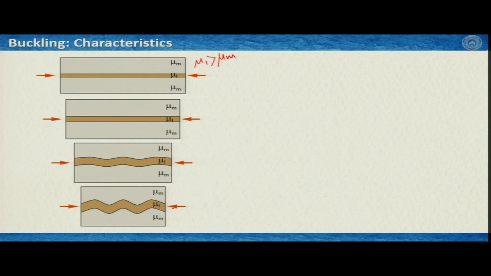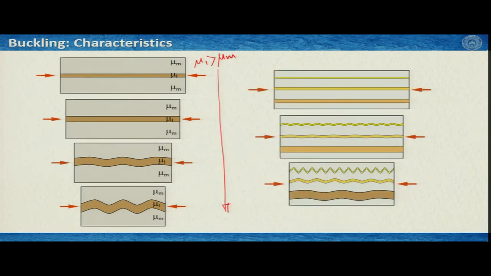If I vary the layer thickness, then the wavelengths would vary as well, as represented in this illustration. You can see the same matrix with three different layers of the same viscosity but different thickness. The top layer has the lowest thickness and the bottom layer has the highest thickness. Now, if you start compressing, the top layer, because it is thinner, does not take much layer parallel homogeneous shortening. So it starts folding immediately.